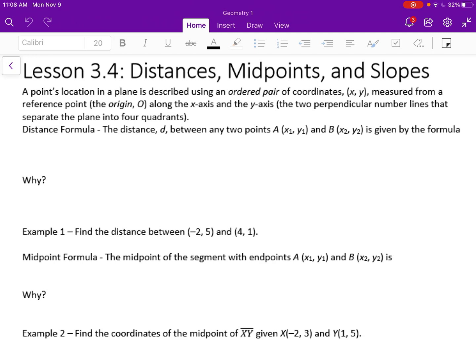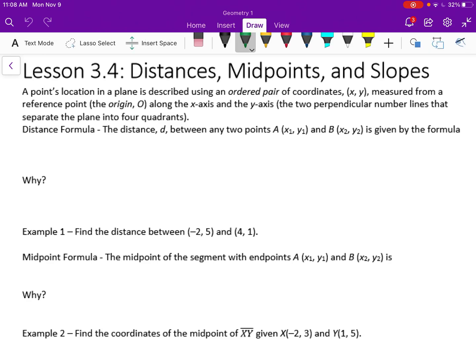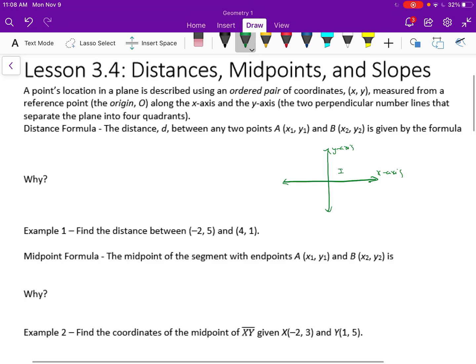So let's just take a look at this. So we have an x-axis and a y-axis. The horizontal is the x-axis and the vertical is the y-axis. And we can locate points on here. We have the four quadrants: first, second, third, and fourth. And we can locate points on here.